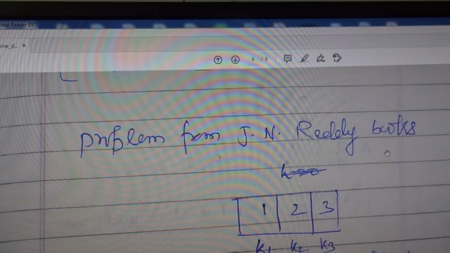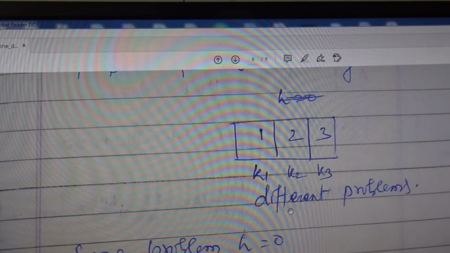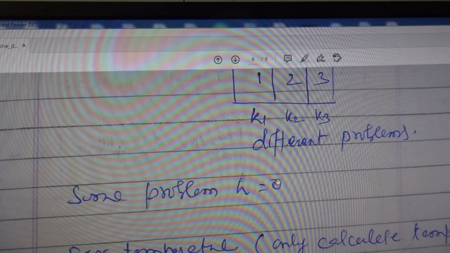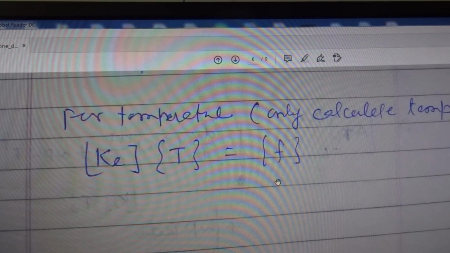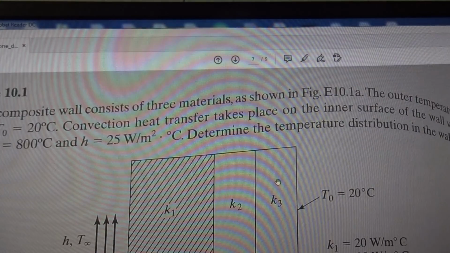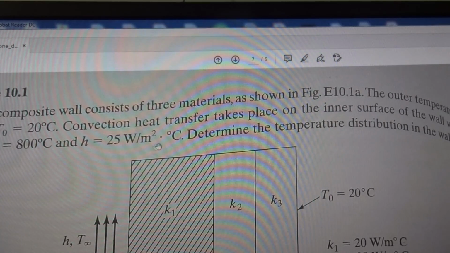In J.N. Reddy's books some problems are given, so you can see the books of J.N. Reddy, but there is no need to watch YouTube for J.N. Reddy's books. You simply solve 1 or 2 problems. The Chandrupatla one problem is explained, it is given in Chandrupatla. So you can see the questions.